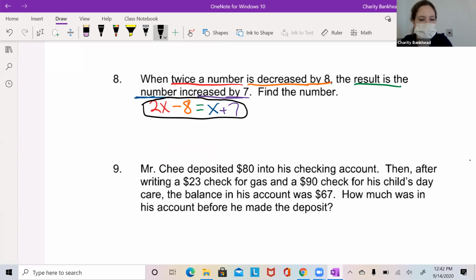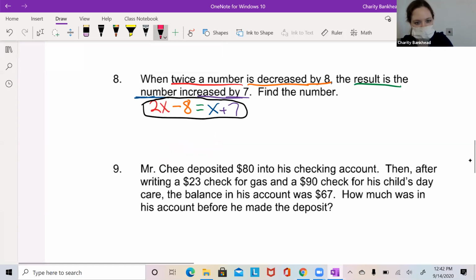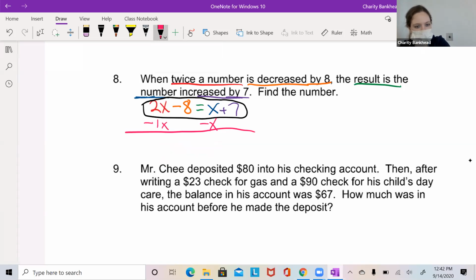Then in order to solve that, I would subtract x from both sides. So x is the same as 1x. I'm subtracting 1x, so that would just be 2 minus 1 is 1. So that would be 1x again, or just x. So I have x minus 8 equals 7. And then I would just need to add 8 to both sides. So that gives me x equals 15.